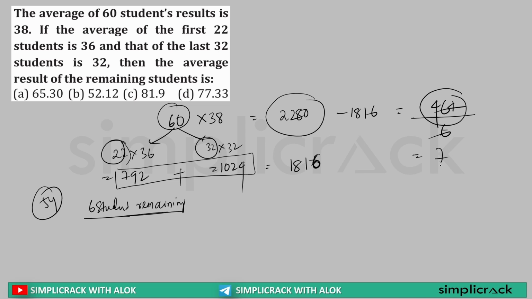Sir, 6 7s are 42. Now 7 is in the initial number, so I can directly take the option, or I can directly solve. 6 7s are 42, 4 4 there. Again 6 7s are 42, 2 will be out there. 6 3s are 18, 2 will be out there, 6 3s are 18. So the average age of remaining students, that is remaining 6 students, is equal to 77.33.